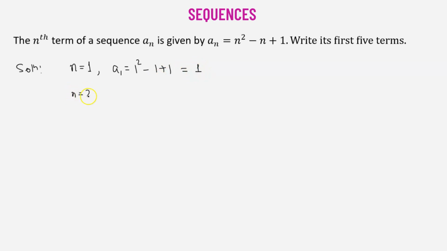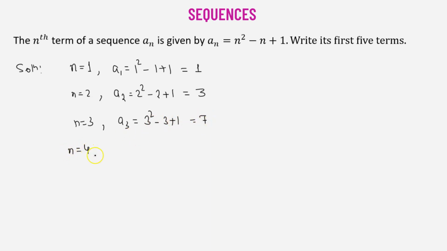To find the second term of the sequence, we place n equals 2. We have a2 equals 2 squared minus 2 plus 1. So 2 squared is 4, 4 minus 2 is 2, and 2 plus 1 gives us 3. Then we have n equals 3, which gives us the third term. So a3 equals 3 squared minus 3 plus 1. 3 squared is 9, 9 minus 3 is 6, and 6 plus 1 is 7. This is the third term.